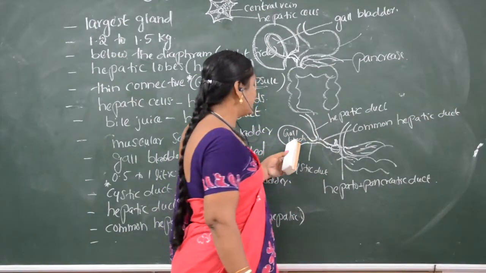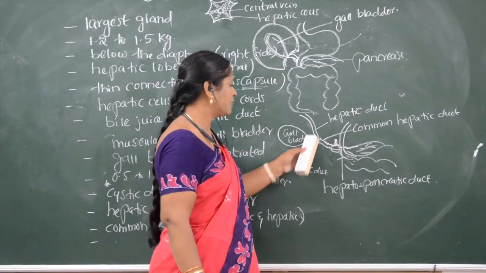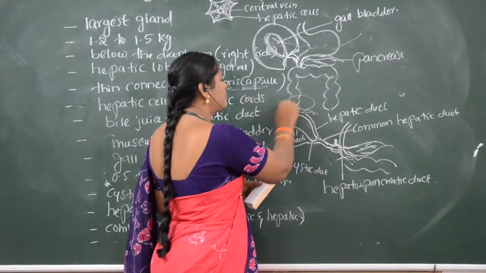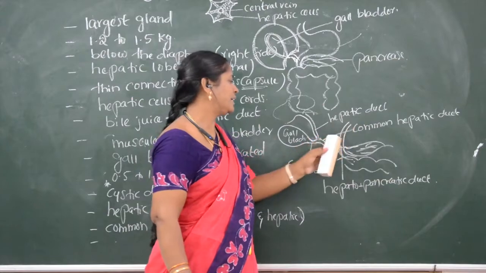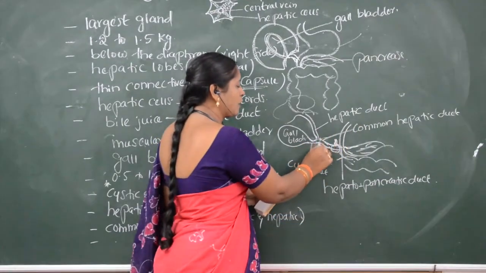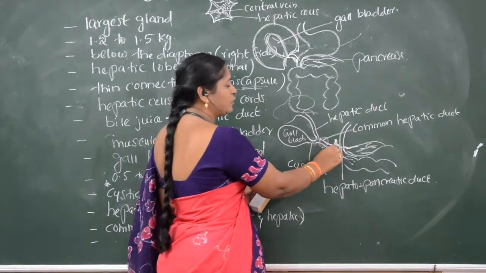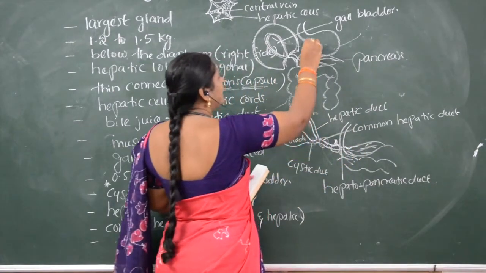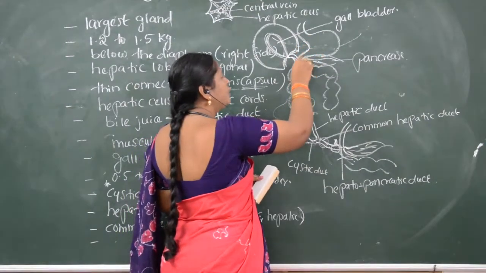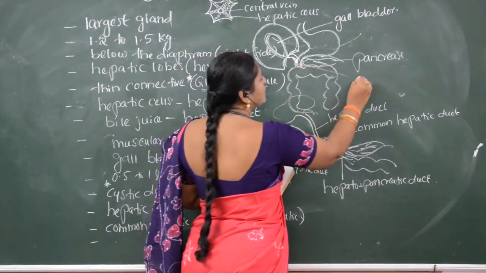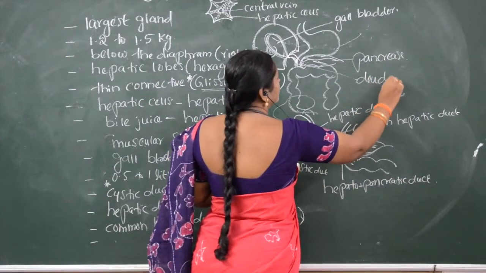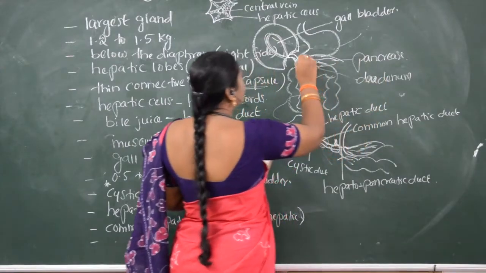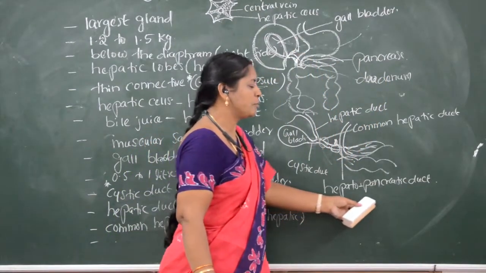The duct which arises from the pancreas, the cystic duct, and the hepatic duct coming from the lobes of the liver: both unite together to form a common hepatic duct. These unite with the pancreatic duct and enter into the duodenum, that is, into this part. This is the duodenum, and that duct is called the hepatopancreatic duct.